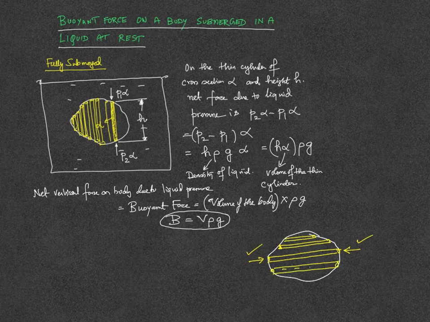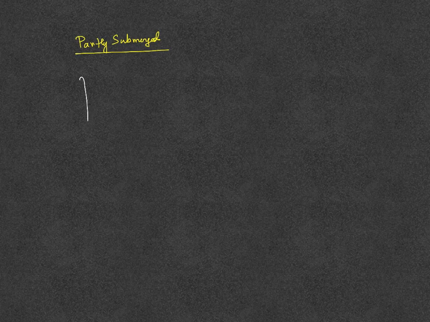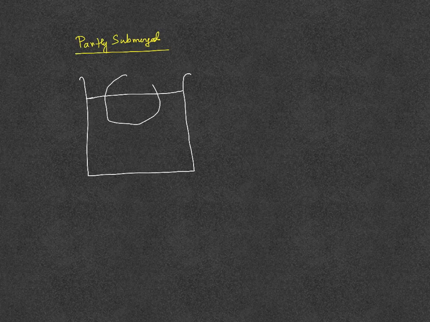Now let's look at a partly submerged body. Then also there will be a buoyant force. Say this is the free surface of the liquid and it's partly submerged, and here also you divide the body into thin cylinders. You take one of such thin cylinders, the shaded one. This is having cross section alpha, right? And the height of the lowest point of the cylinder is h from the free surface of the liquid. This height is taken from the free surface of the liquid.